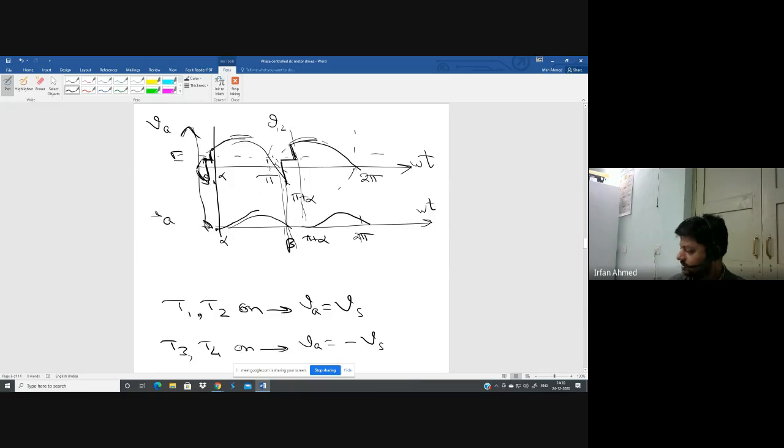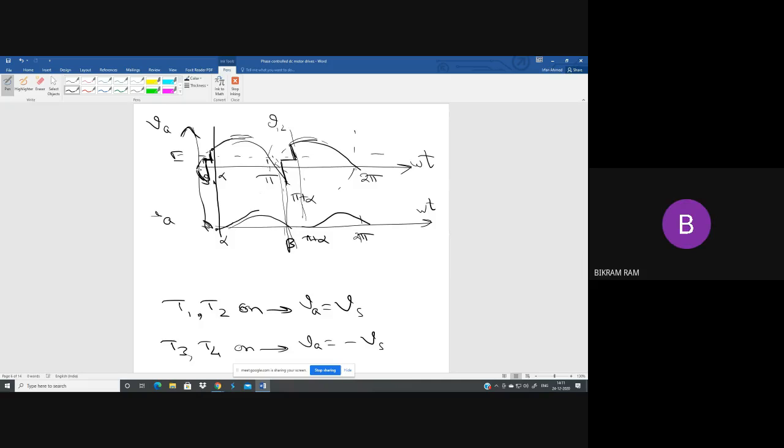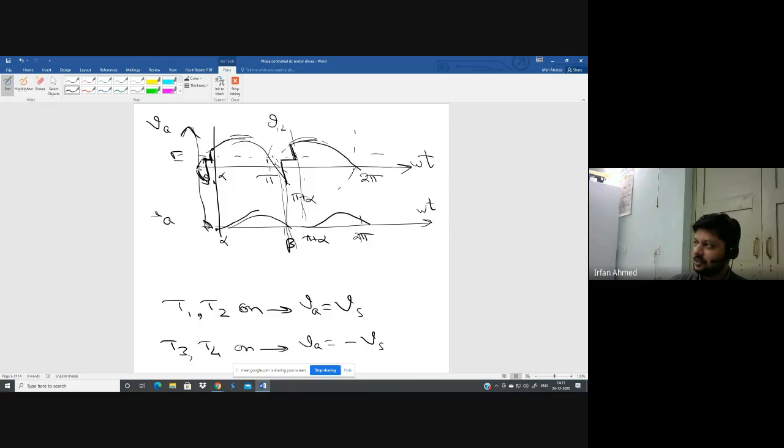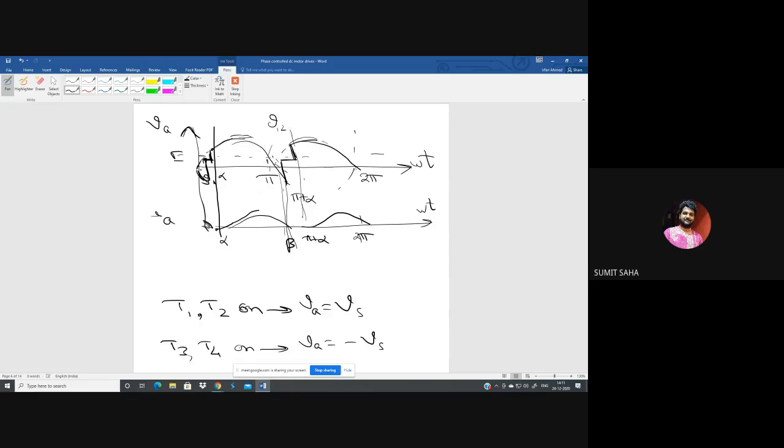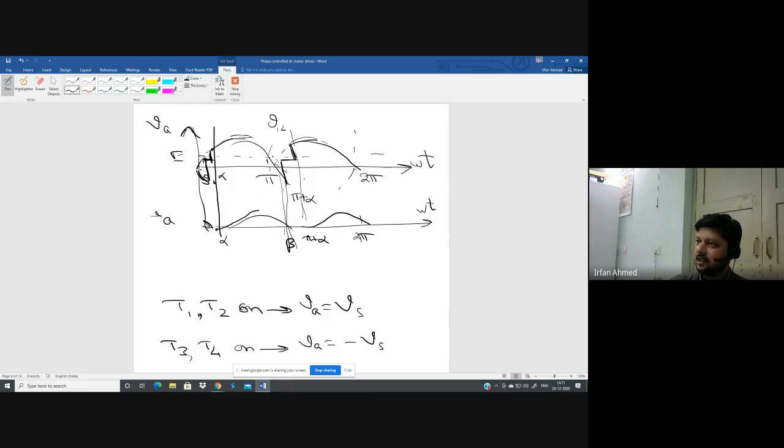This armature voltage that you are seeing, is it DC? It is DC with ripple. If we apply the Fourier analysis here, we will find that it has a DC component as well as a number of AC components. What will be the frequency of those AC components? What is the ripple frequency here?